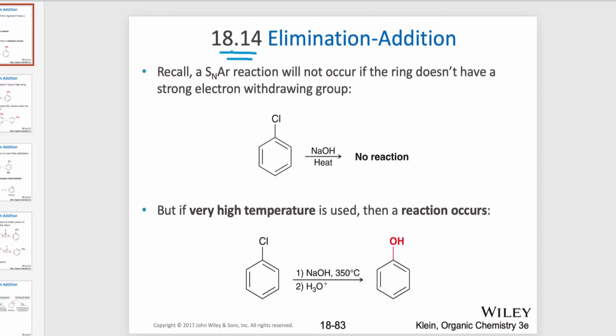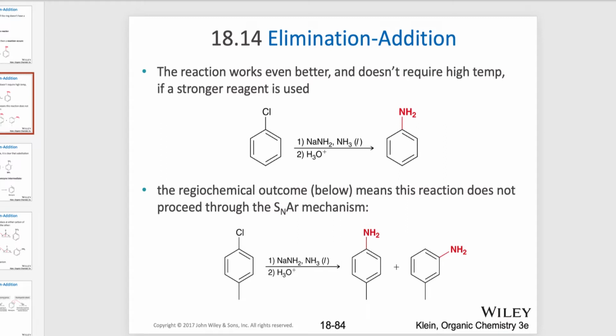Okay, so if we were just to use basic conditions and heat this up, this would not be sufficient to get a reaction. But if we're using more extreme conditions, so here you see sodium hydroxide and really high heat, we can persuade the reaction. These are much more extreme conditions, and we will accomplish the substitution of the chlorine in here, followed by an acidic workup. Additional information is summarized on this slide. We have even better outcomes when we don't require high temperatures.